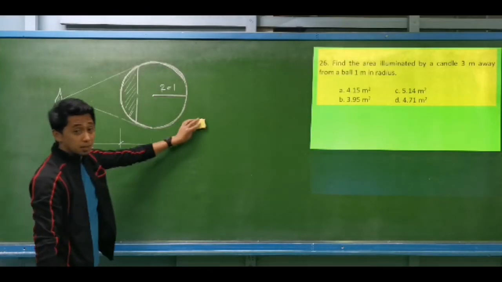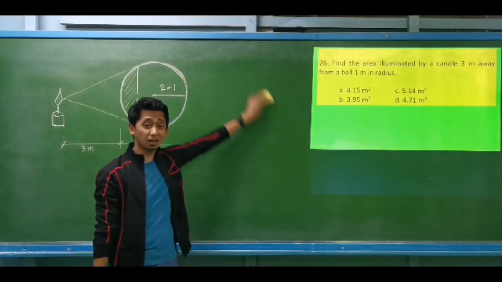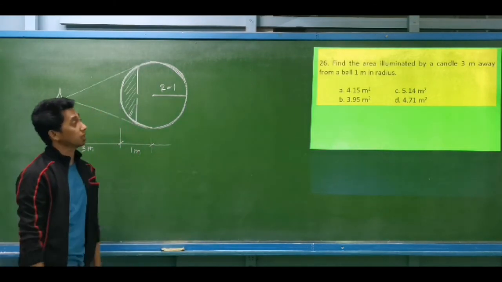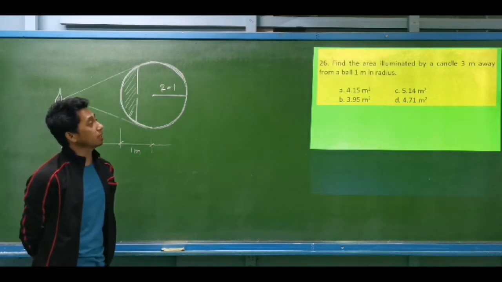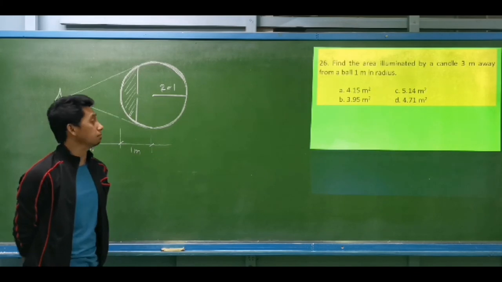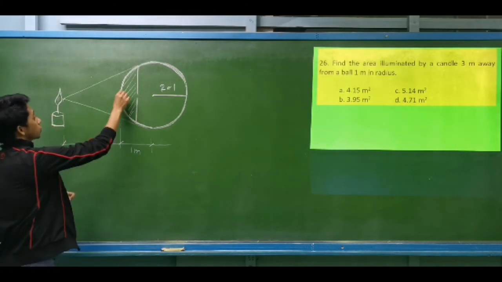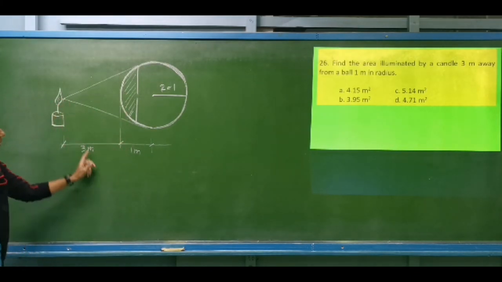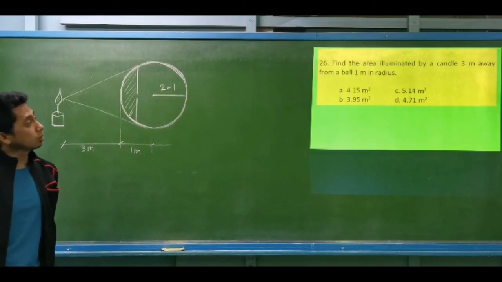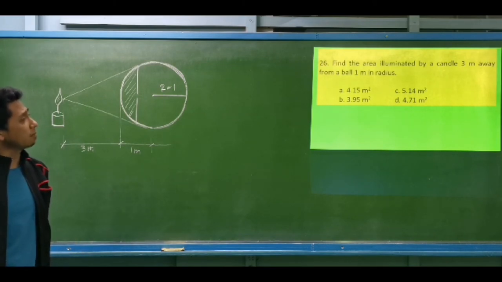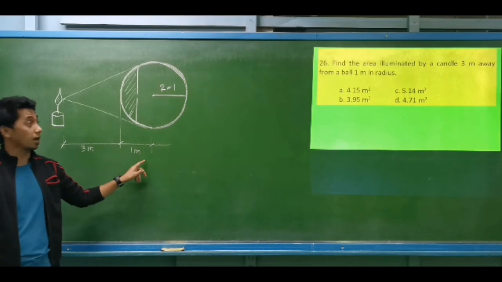And so let's have problem number 26. Kabaliktaran ito nung naunang problem kanina. So sabi niya, find the area illuminated by a candle 3 meters away. So mula dun sa surface ng sphere, papunta dun sa kandila, 3 meters. So 3 meters away from a ball, 1 meter in radius.